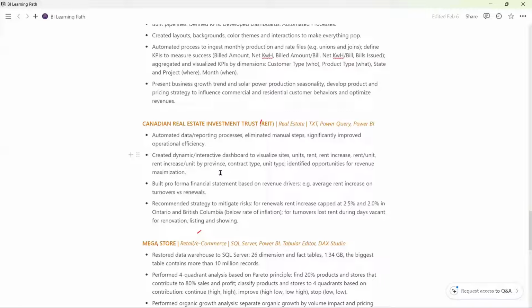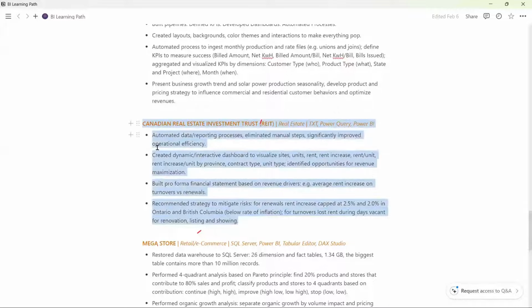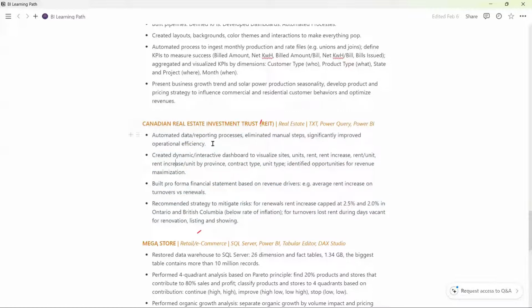Identify opportunities for revenue maximization. So this is important. Build pro forma financial statements based on revenue drivers, average rent increase on turnovers versus renewal. Recommended strategy to mitigate risk. For renewals, rent increase capped at 2.5 and 2 in Ontario and British Columbia, below the rate of inflation. So that's a risk. But for turnovers, you can lose some rent during the days vacant for renovation, listing, and showing. I think this is totally real estate language, right? But you're applying the data analytics skills in this context.